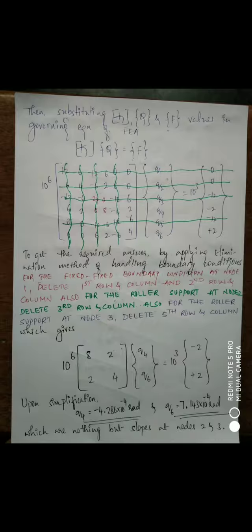As per the problem sketch, a type of boundary condition called fixed boundary condition is present at node number 1. That means no displacements will be occurring at node 1, neither the vertical displacement nor the angular displacement. This means, as per the elimination method of handling boundary conditions, delete first row first column, second row second column from the matrix which has been shown at the top of this particular sheet.